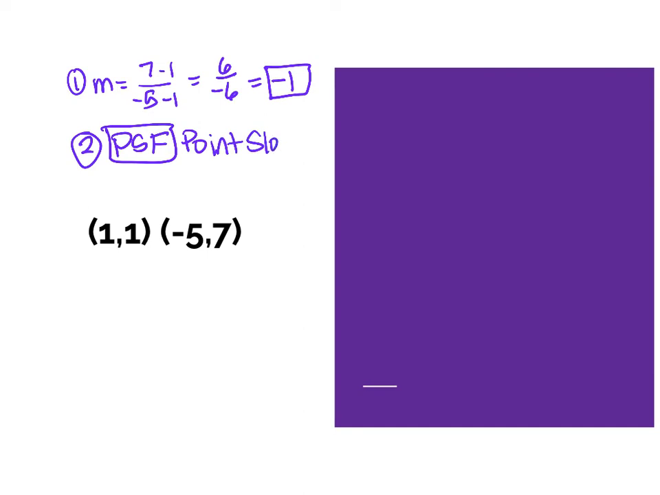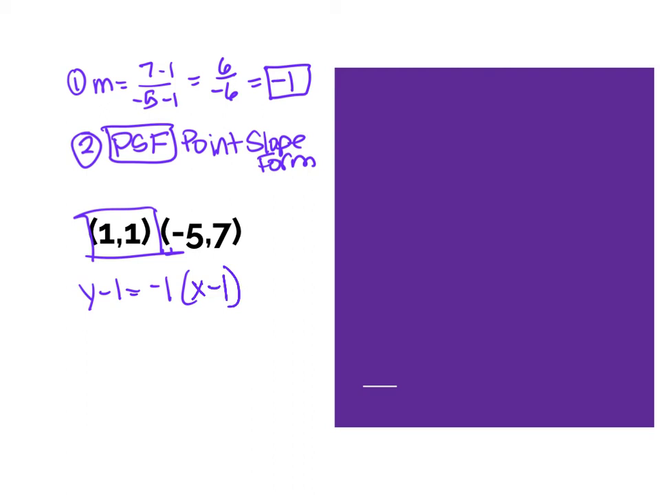Okay, so let's go ahead and do that. So that's going to look like so. I'm going to pick this point right here. Y minus 1 equals -1 times x minus 1. So now we have it in point slope form.